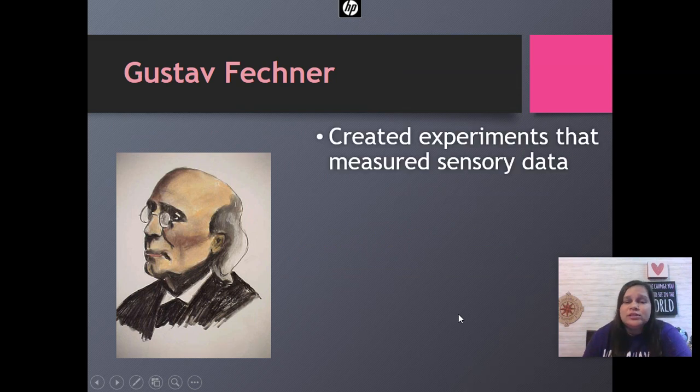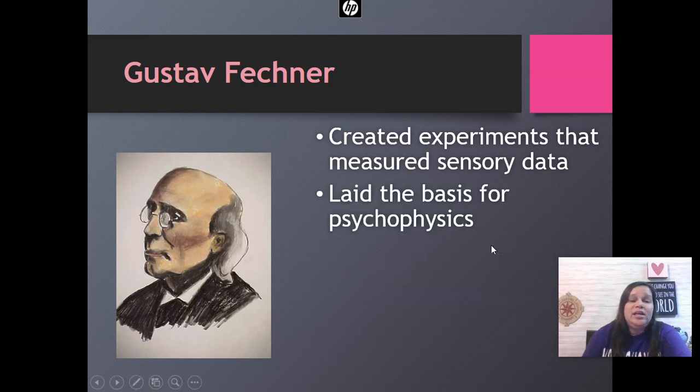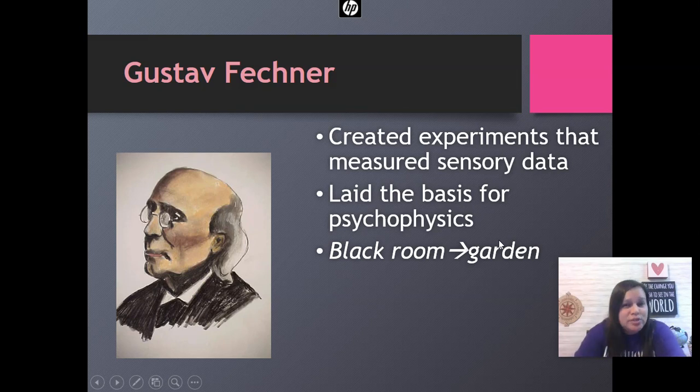Gustav Fechner was one of the first guys to really dig into this and study this. He created some of the first experiments that measured sensory data and some of the foundations of psychophysics. His interest was not initially psychophysics. He had tried some other things and failed, and he actually fell into a pretty deep depression. So he had locked himself at home into a dark room, a black room, for quite a while.